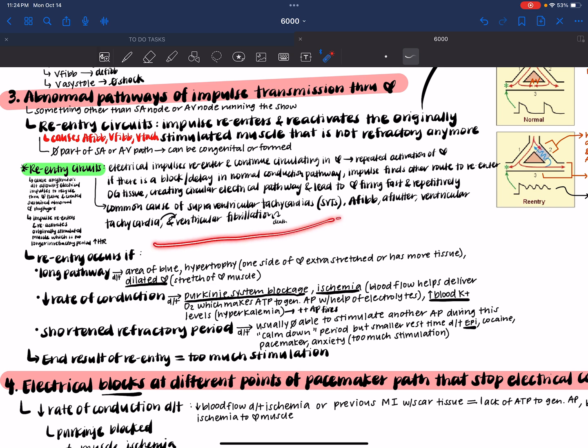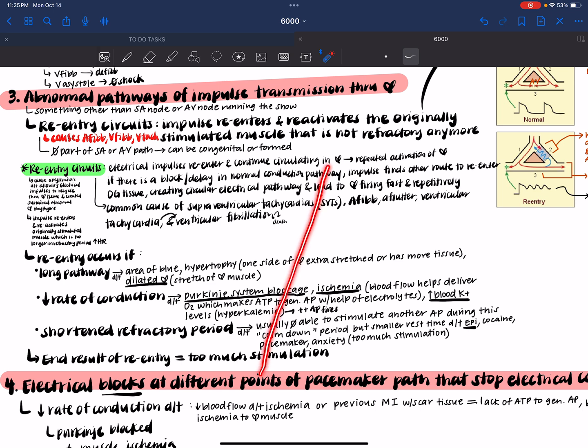You won't see any bradycardia here, as you noticed. Re-entry occurs if there's a long pathway. It just goes back due to a dilated heart. Lower rate of conduction, so let's say the Purkinje system is blocked. There's ischemia, and there's hyperkalemia, so there's a lot more action potentials that are fired.